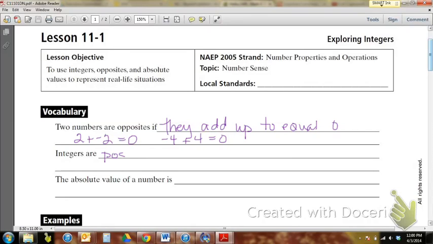Integers are positive and negative numbers that you would see on a number line. But integers do not include fractions or decimals.